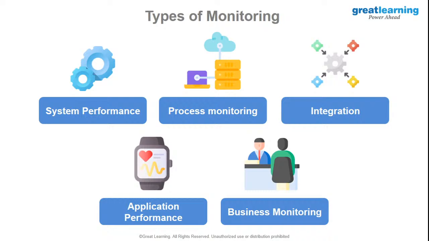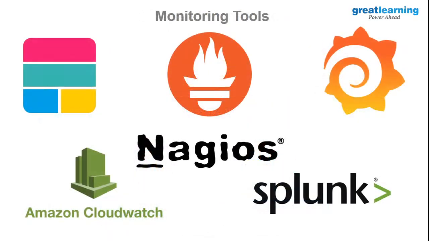All right, so that's the types of monitoring. Now I'll quickly go through the tools. We have a lot of tools like ELK Stack or Elastic Stack. We have Prometheus, Grafana, Nagios, Amazon CloudWatch, Splunk.